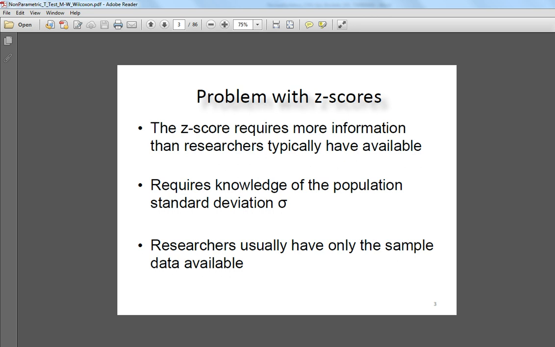So researchers usually have only the sample data available in some research. So you cannot use z-scores. As I mentioned in the last video, there are times when you do your research and there were no previous study related to your topic of interest, and therefore you really have no known mean or no known standard deviation. Well, in that situation, you cannot use z-scores, because z-scores require that you have a known mean and also a known standard deviation.